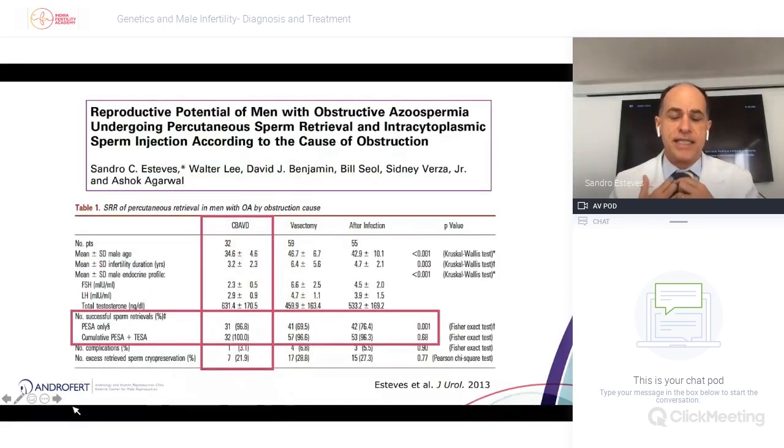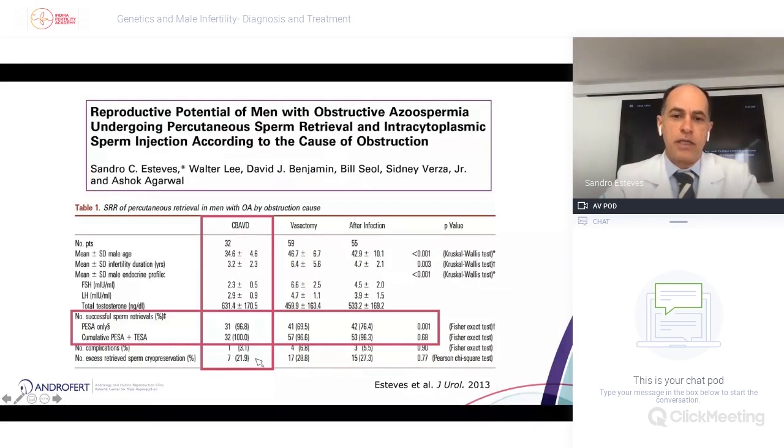Well, we have done the study that I presented before. We looked at the reproductive potential of men with obstructive azoospermia undergoing percutaneous sperm retrieval. In this case, we did percutaneous epididymal sperm aspiration, and in case we failed, in the same operative time, we moved from PESA to TESA. If I don't collect enough sperm for ICSI using the percutaneous epididymal sperm aspiration, I just move to the testicle and do the testicular sperm aspiration.